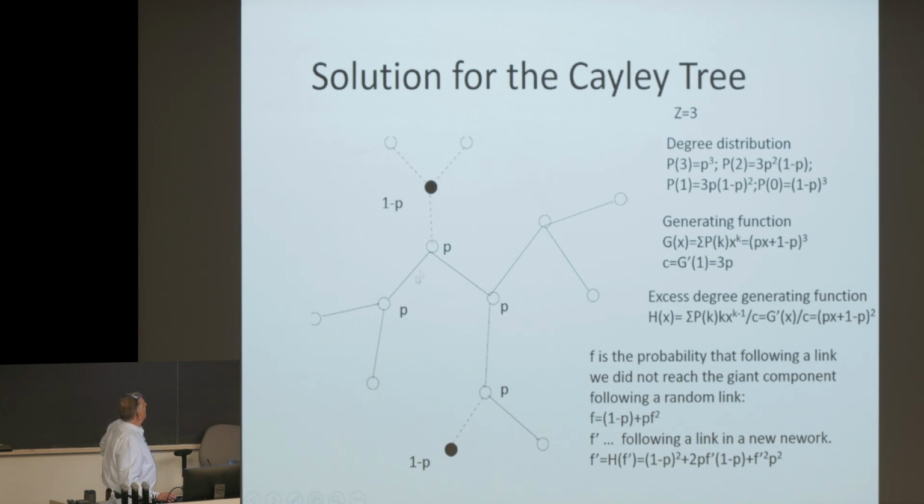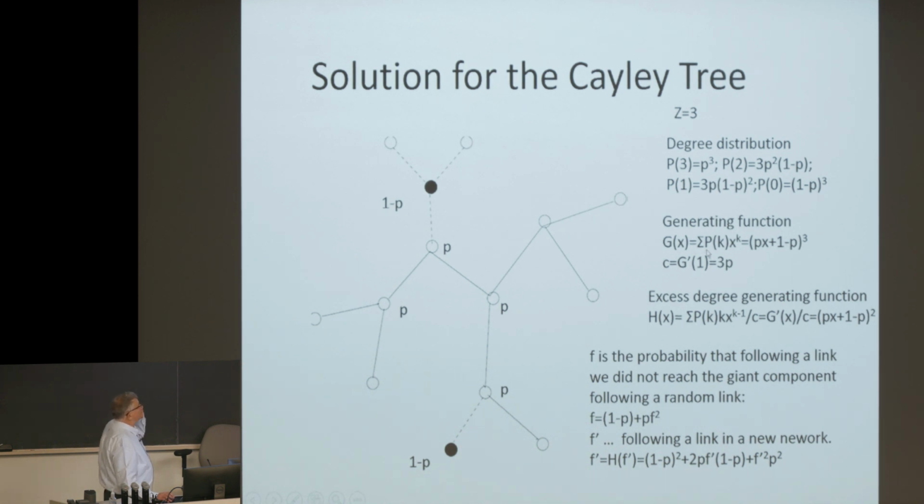Then, of course, if you take some nodes out with probability 1 minus p, the distribution will become a new distribution. Not all the nodes will have degree z, but some of them will have degree 2 with such a binomial probability, and degree 1 with this probability. This is just a simple binomial formula. And of course, with probability 1 minus p to the third, all the neighbors will be killed, and so the degree of such a node will be 0.